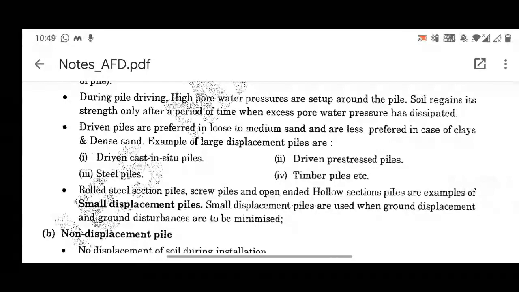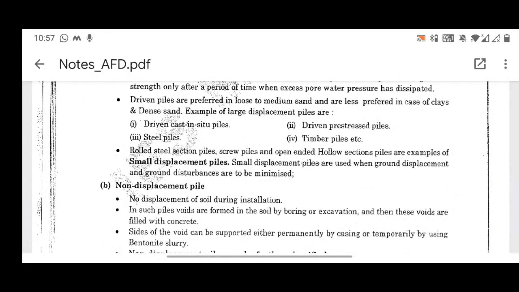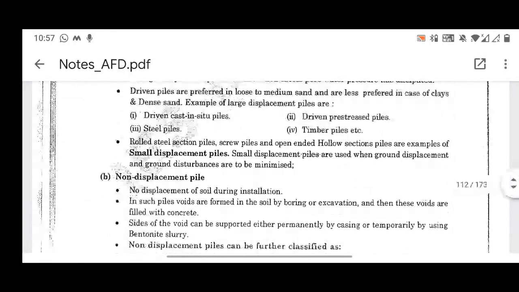So where will we be using these small displacement piles, anybody can tell? Now the non-displacement pile, and from the name itself we can easily judge that such kind of piles will not displace the soil mass during installation. So no displacement of soil during installation.